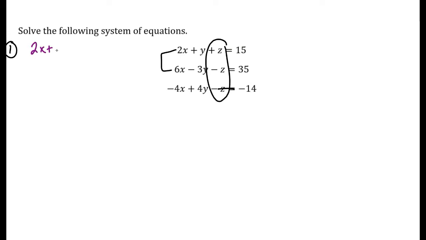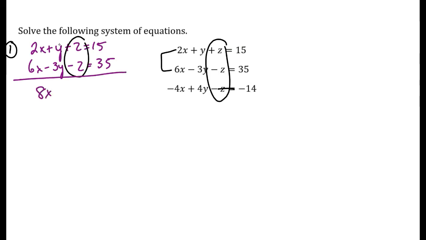So 2x, I'm just going to rewrite them, plus y plus z equals 15. And 6x minus 3y minus z equals 35. So look at those z's right there. When I add these 2 equations together, they're going to eliminate. I get 8x minus 2y, the z's eliminated, equals 50. That was the first step. We eliminated one of the variables. We eliminated z. So over here now, we're going to pick 2 different equations. Pick 2 different equations. Eliminate the same variable.